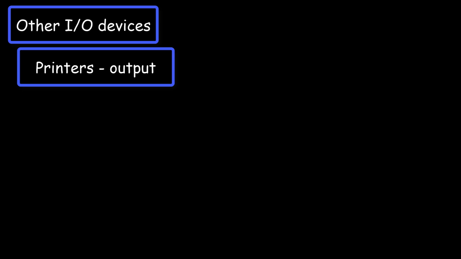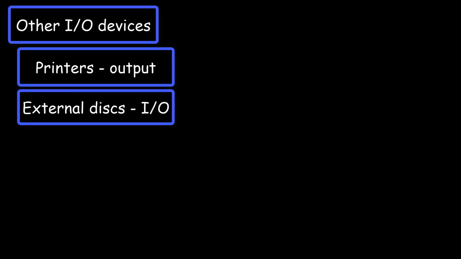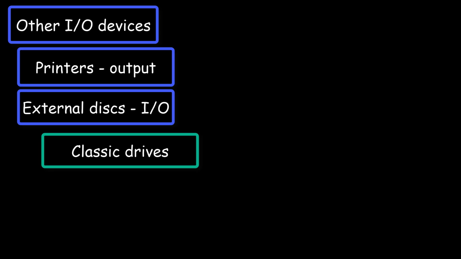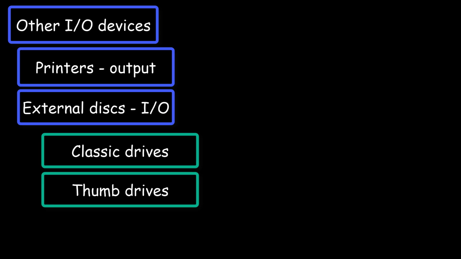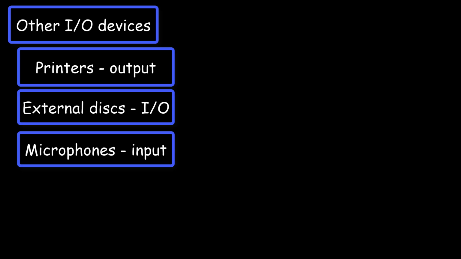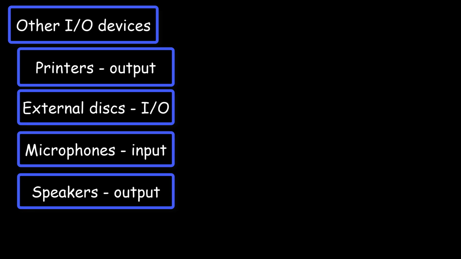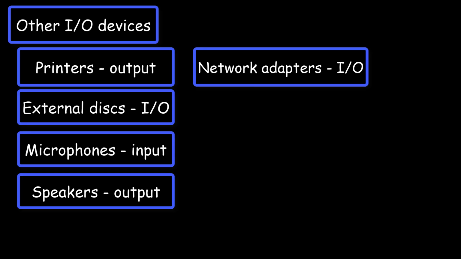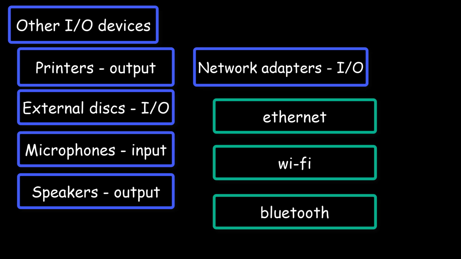Printers are, of course, output devices. External disks include classic disk drives, thumb drives, also called flash drives and USB drives, and CD, DVD readers and players. Microphones are input devices. You can get them built in or separately purchased and installed. Speakers are the same way. They're output devices that you can get built in or separately purchased and installed. And network adapters. Input-output supports Ethernet, Wi-Fi, Bluetooth, and so on.